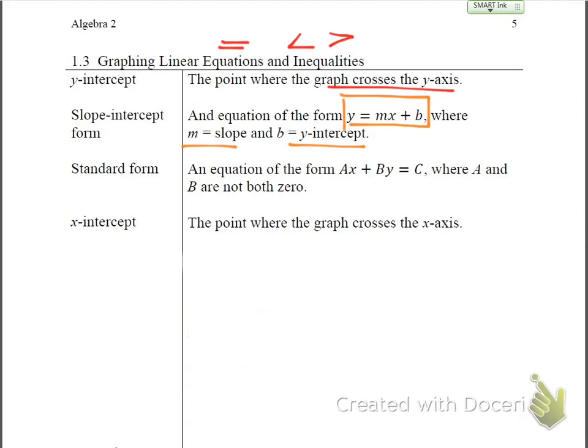If x and y are on the same side of the equal sign, it's called standard form. So in this definition, ax plus by equals c, a, b, and c are all going to be numbers. X and y will still be there. And then just like we have a y-intercept, we also have an x-intercept, which is the point where the graph crosses the x-axis, which should make sense.